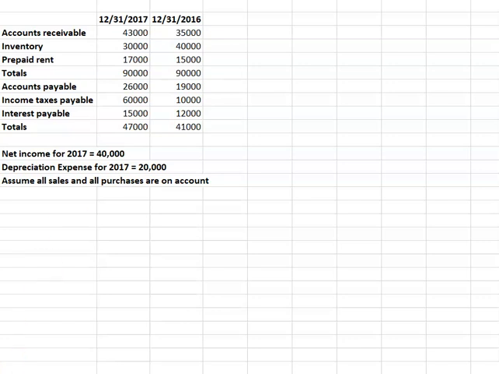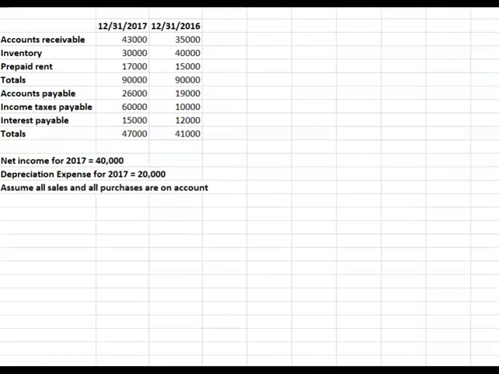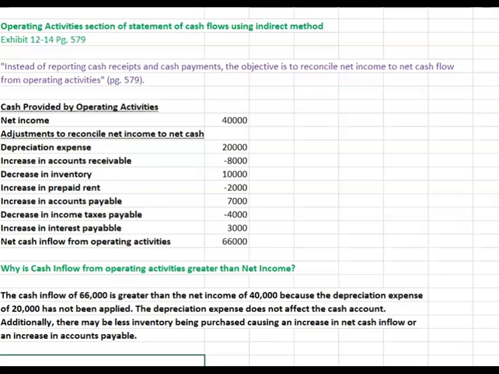So to begin, the first thing that they want us to do is to prepare the operating activity section of the statement of cash flows using the indirect method. So what does that look like and what does that mean? So to begin, for using the indirect method, the difference between the direct method and the indirect method when figuring out the operating activity section is that instead of reporting cash receipts and cash payments, the objective is to reconcile net income to net cash flow from operating activities.